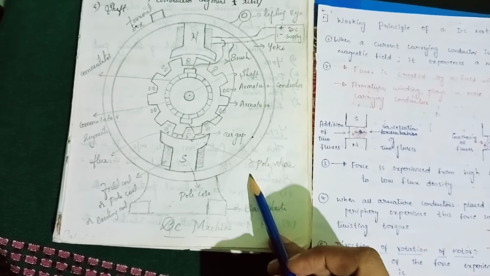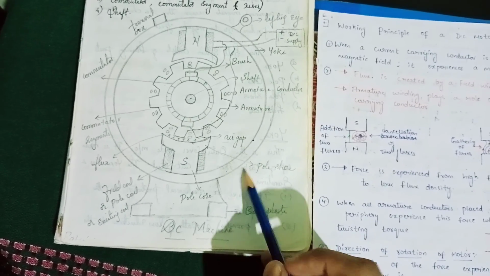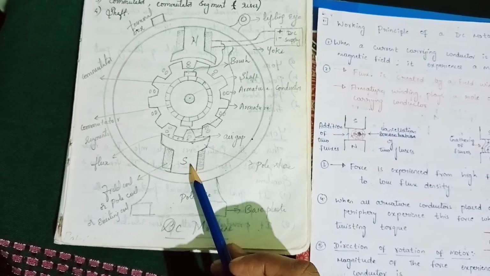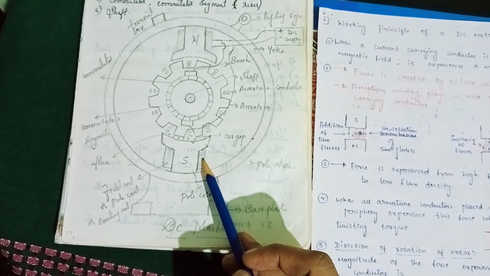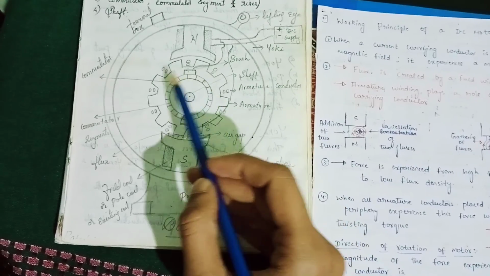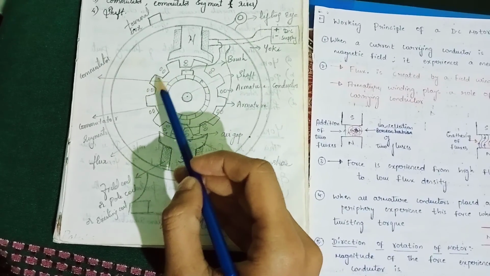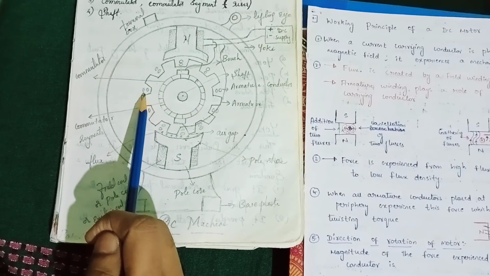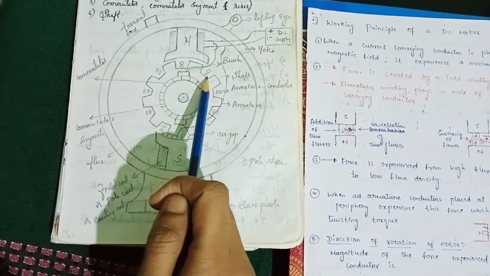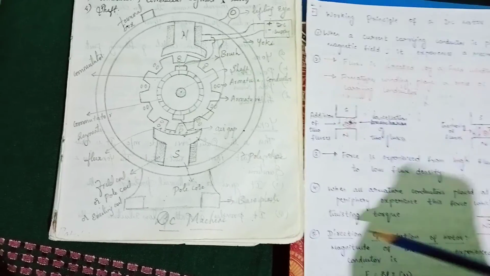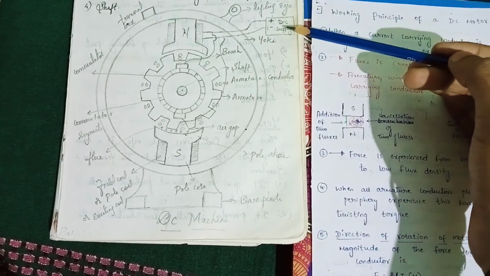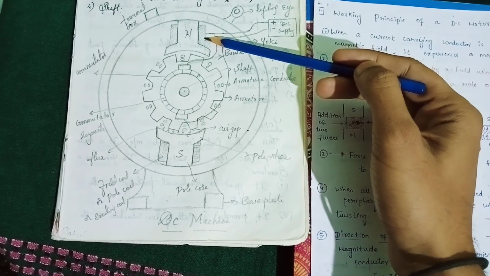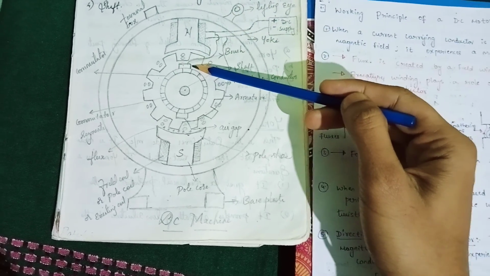It consists of yoke, pole shoe, pole core, field winding, and we have seen the rotating part, that is the armature, which consists of armature conductors at the periphery. And we also saw the DC supply which is given to the field coil as well as the armature.